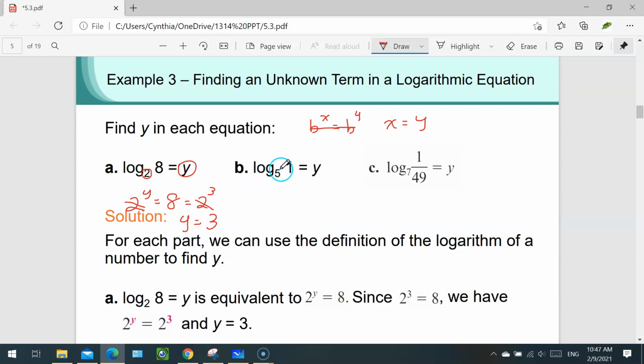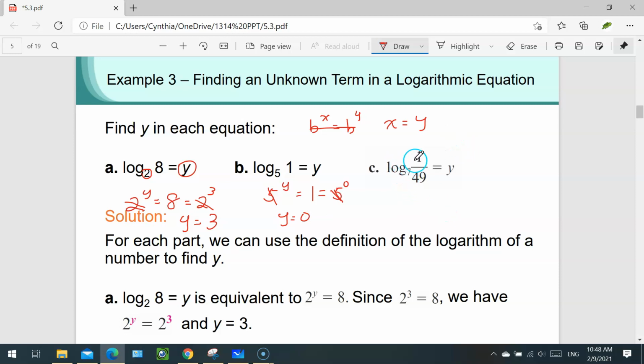Example B, log base 5 of 1 equal y. Same way, we rewrite into the exponential form: 5 to the power y equal 1. 1 is equivalent to any base number to the power 0. So now we can cross out the base, and y equals 0.